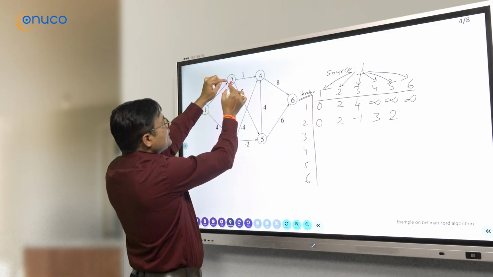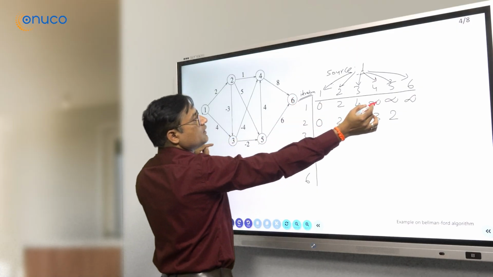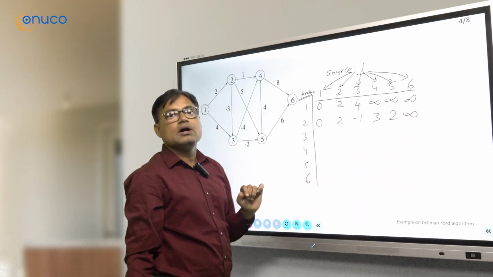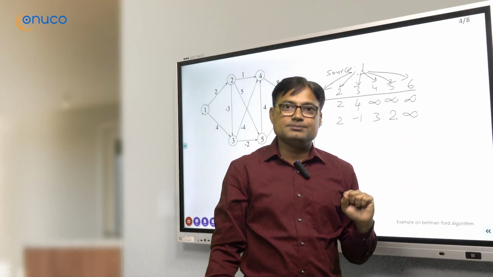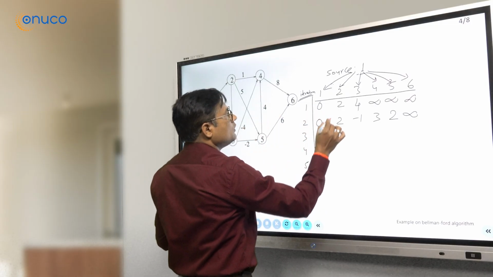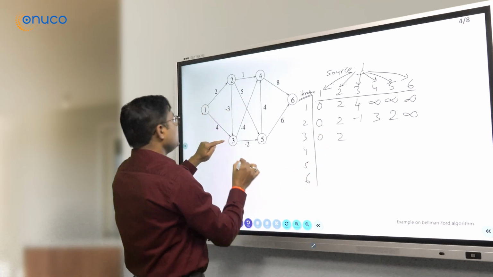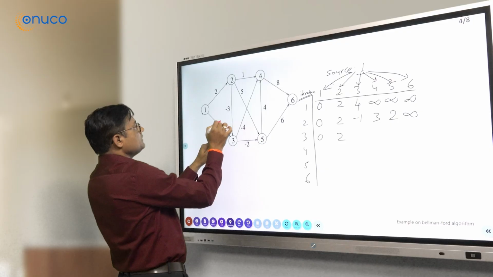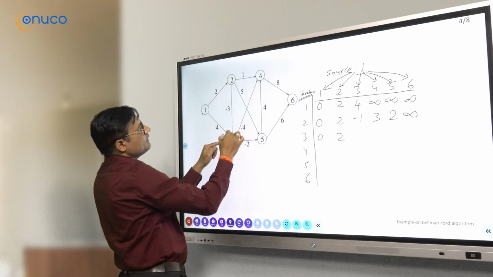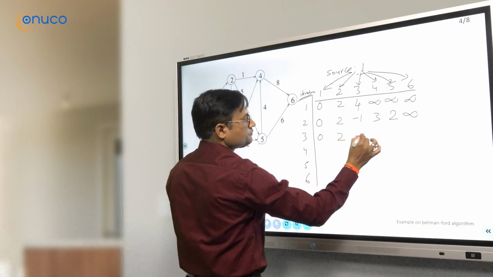No, because there is no direct distance from 2 to 6, and no direct distance from 3 to 6, hence 1 to 6 will remain infinity; we are not able to update it in these iterations. Let us see that. Again, 1 to 1 will be 0, 1 to 2 will be 2 only. 1 to 3, since we already updated it, we have 2.